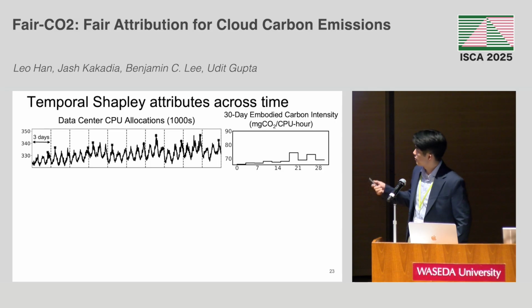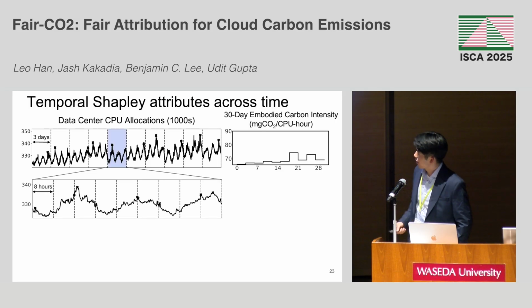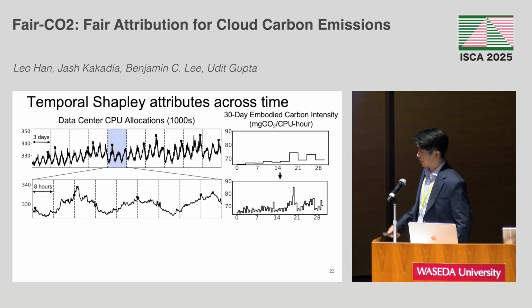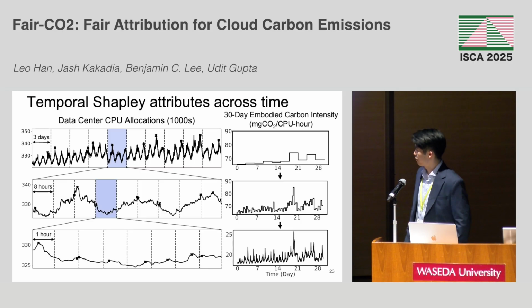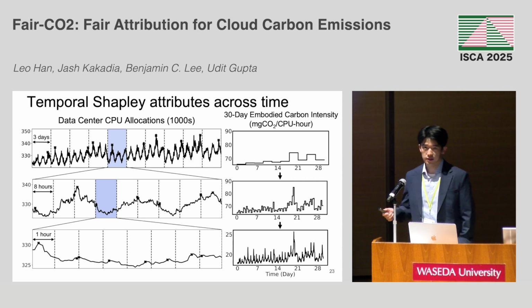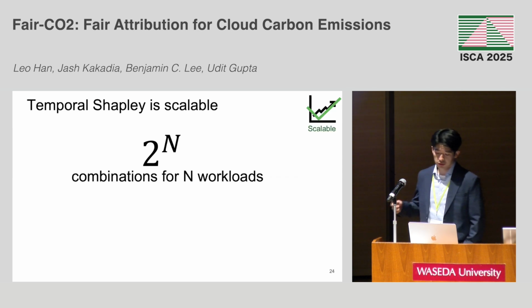And we can break it down even further, breaking down each 3-day time block into 8-hour time blocks, and doing the same Shapley value calculation again to generate an 8-hour granular embodied carbon intensity signal. And we can do that again at a 1-hour granularity, generating finer granular embodied carbon intensity signals. The temporal Shapley is scalable.